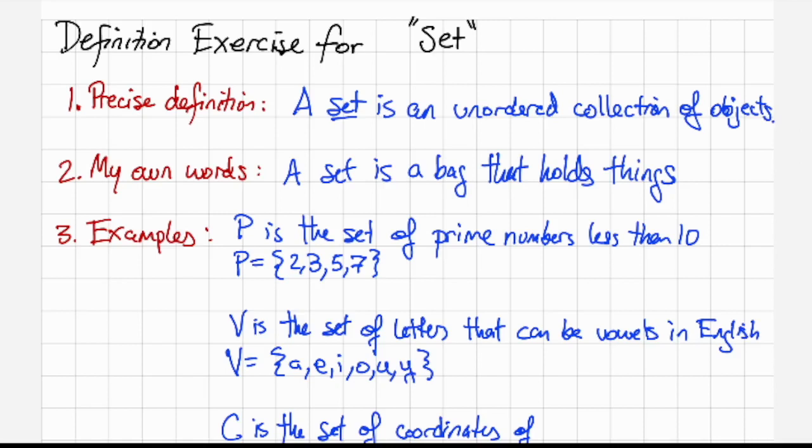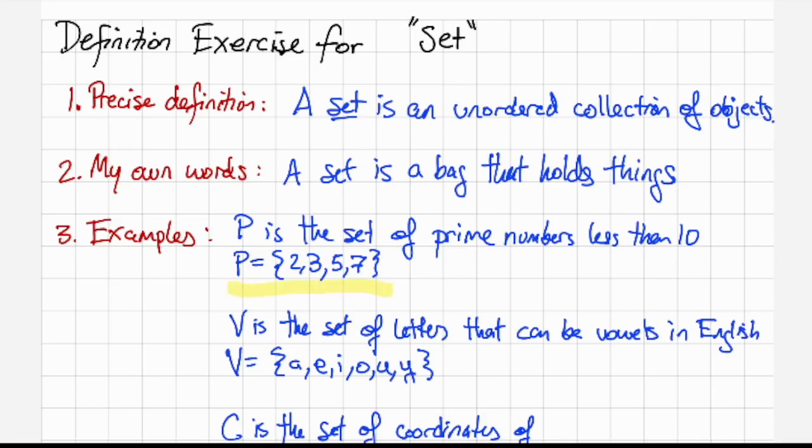And then we can give some examples. Remember, we can give examples by either writing out the definition in terms of words, or we can use roster notation. So we could write P is the set of prime numbers less than 10. That's a fine definition of a set. If we wanted to write it in roster notation instead, we would say P is equal to the set containing the numbers 2, 3, 5, and 7.